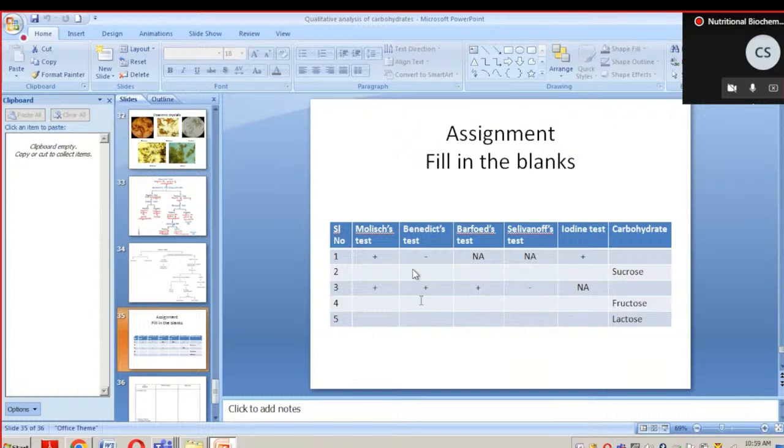Okay, now one more thing. We'll see who finds this out. Tell me what is this third carbohydrate? Molisch positive, Benedict's positive, Barfoed's positive, but Seliwanoff's negative.